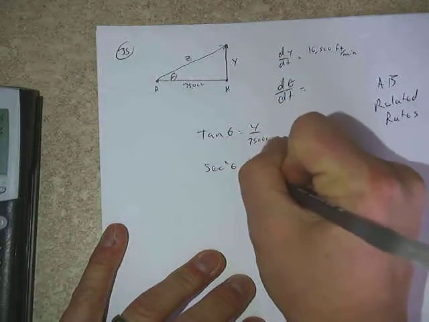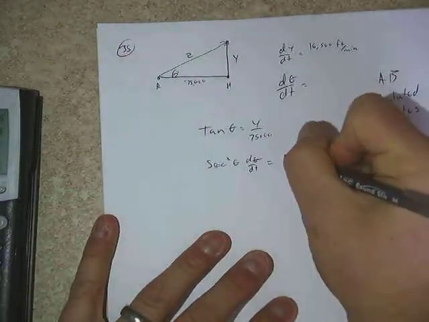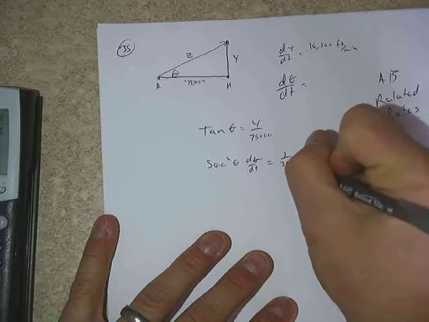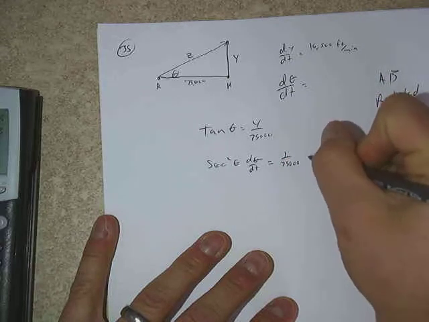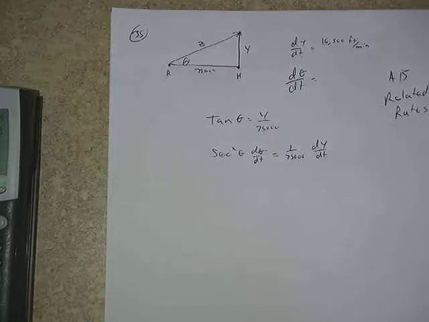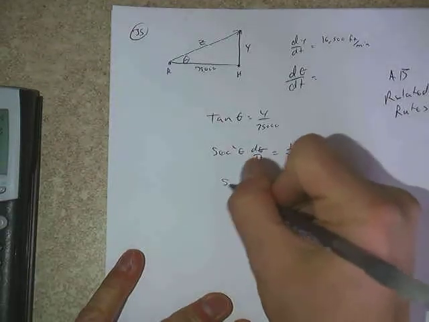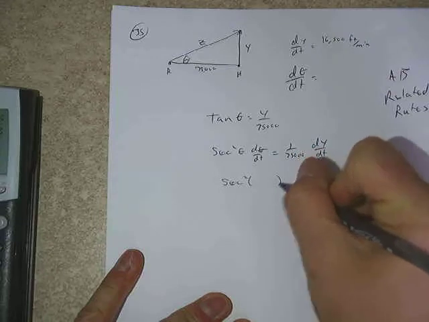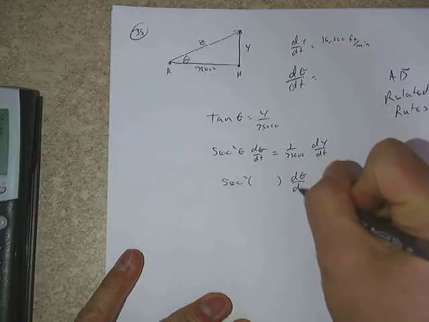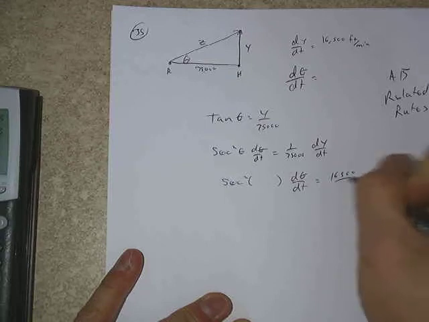Right, and from there, once we get to that point, we can differentiate with respect to time. And so we get secant squared theta d theta/dt, which introduces the variable that we're looking for. There's our d theta/dt. And then over here we'd have 1 over 75,000 dy/dt. Again, our 75,000 is just a constant, 1 over 75,000. Y's derivative is 1 dy/dt.